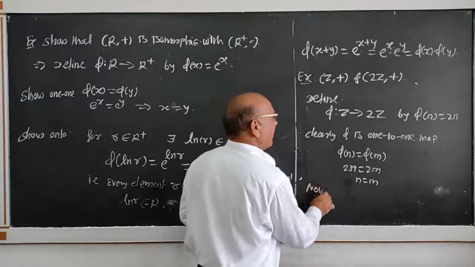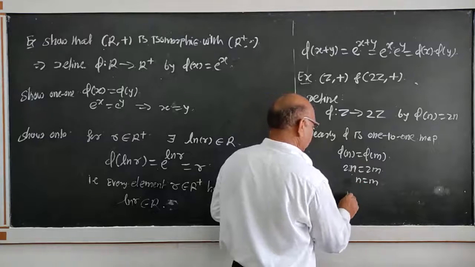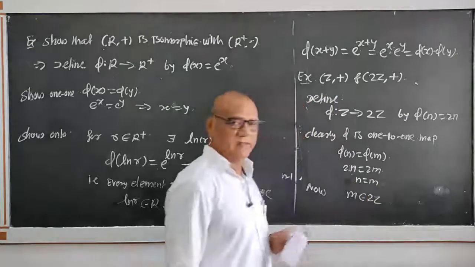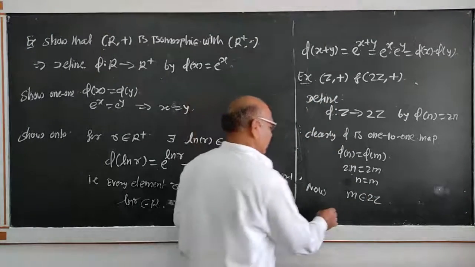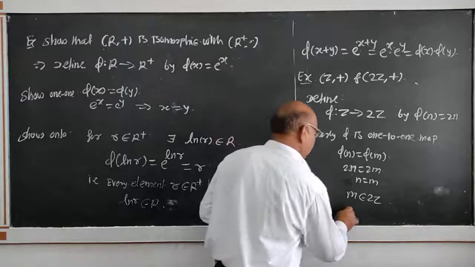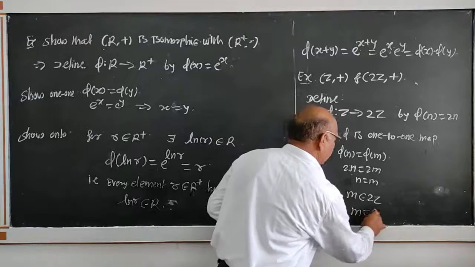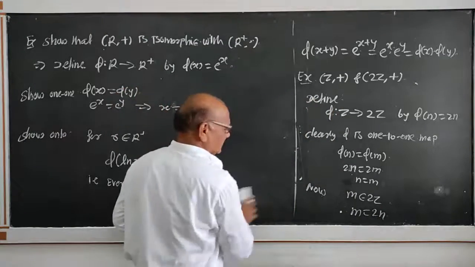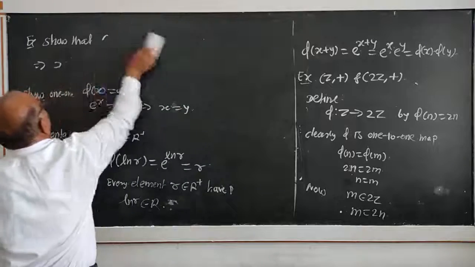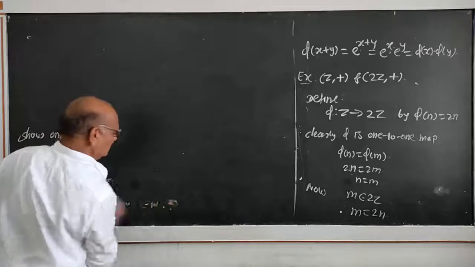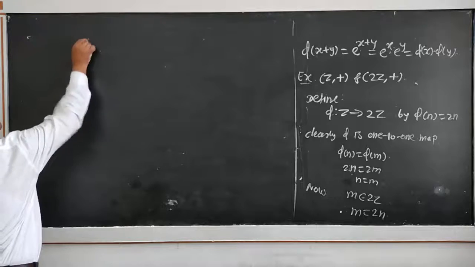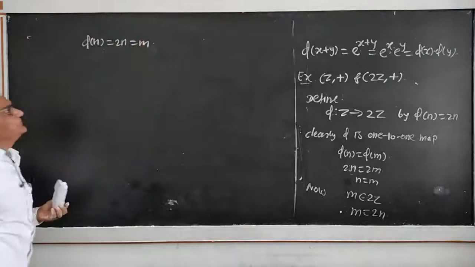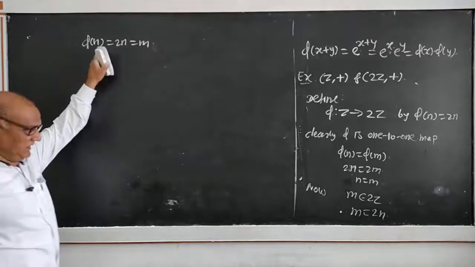Now here, suppose m belongs to 2Z. m is an even integer, therefore m can be written as 2n, where n is any integer, and this phi of n is equal to 2n. This is equal to m. That means onto mapping is satisfied.